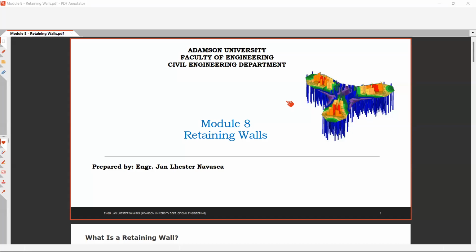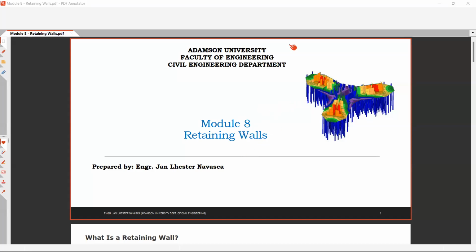This module 8 is retaining walls. What are the different types of retaining walls? What is a retaining wall? Last prelim, we had an overview of what a retaining wall is and the parameters used in the design of retaining walls.